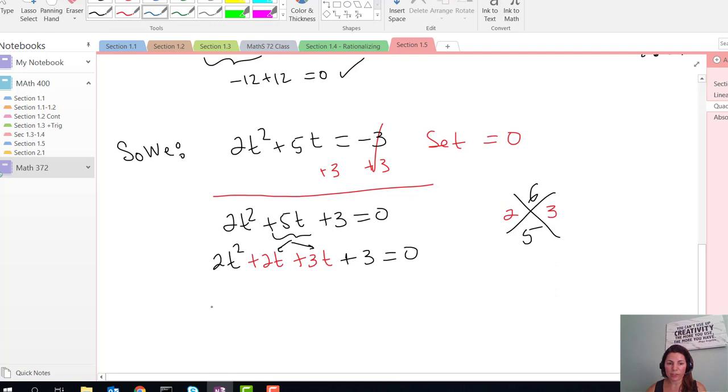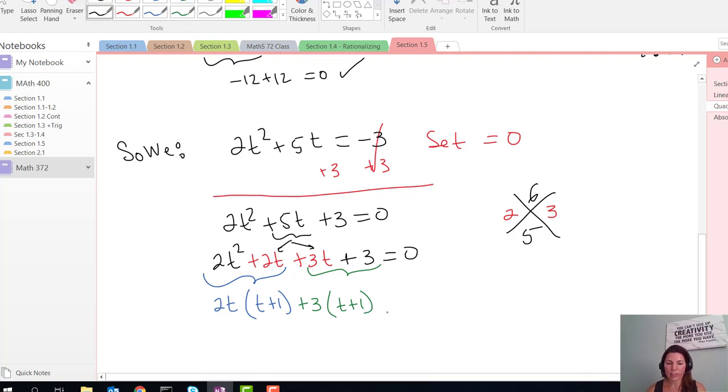And so now I'm going to factor by grouping. I have 4 terms, so let's group the first 2. What do they have in common? They have a 2t, so I'm left with t plus 1. And the second set of 2, what do they have in common? They have a 3, so I take out a 3 and I'm left with t plus 1.